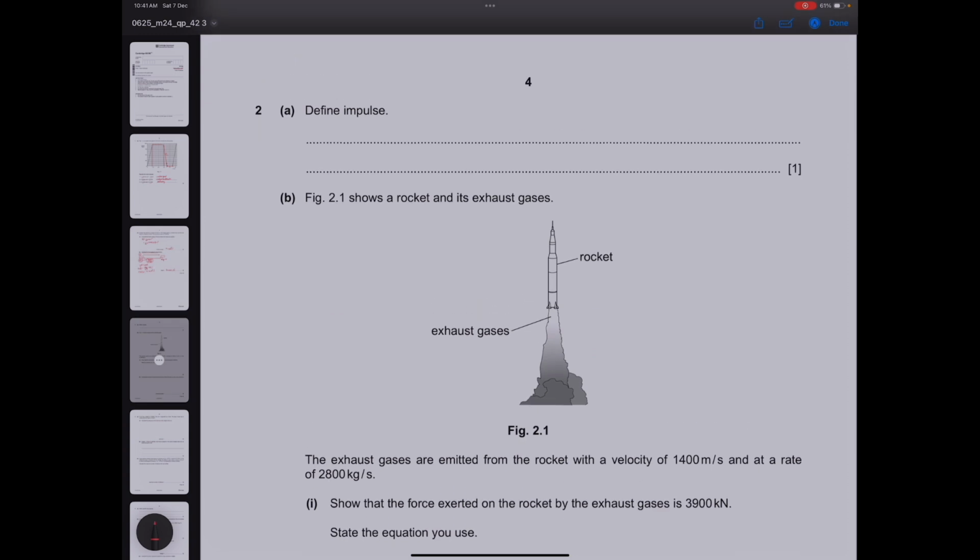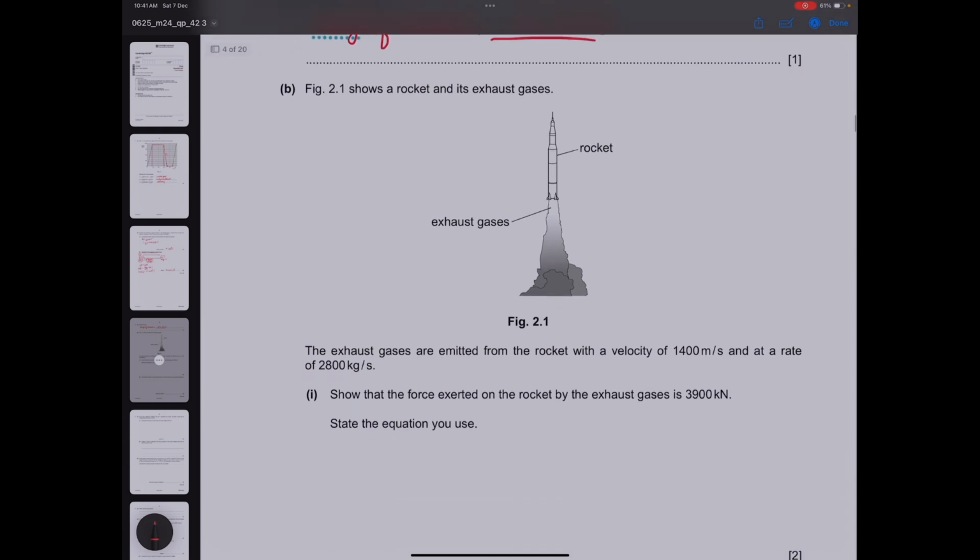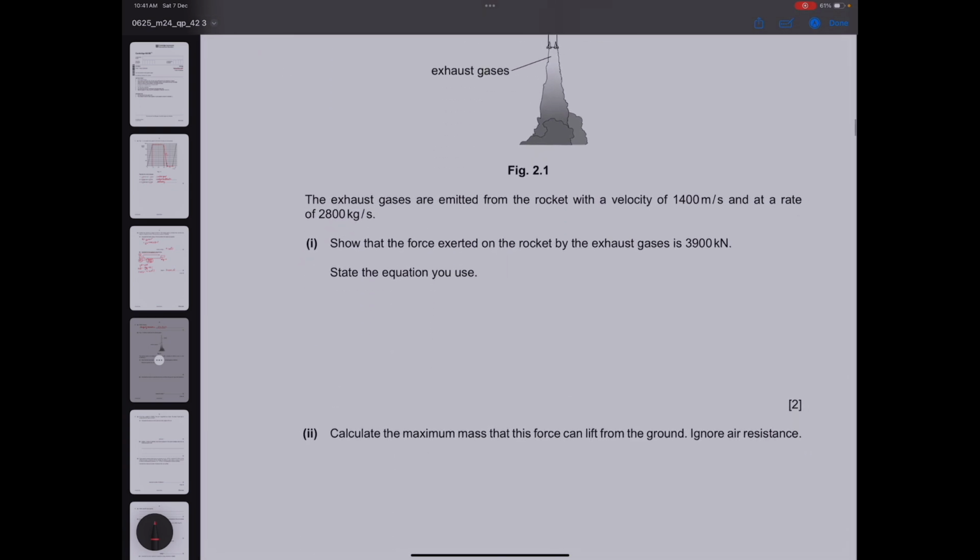Define impulse. Impulse is change of momentum, or you can mention it is the force into time. Alright. Figure 2.1 shows a rocket and its exhaust gases. The exhaust gases are emitted from the rocket with a velocity of this much and at a rate of 2800 kg per second. Now, keep this in mind. This is indirectly telling you the mass per unit second, right? So what is the mass being released per unit second? 2800. It means that if you take the time as 1 second, mass should be 2800.